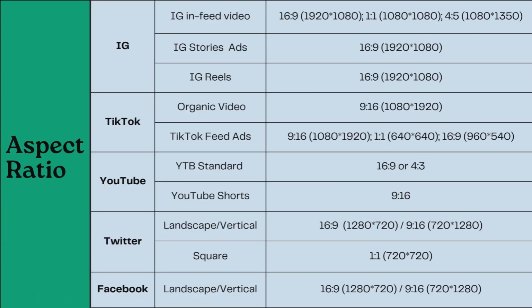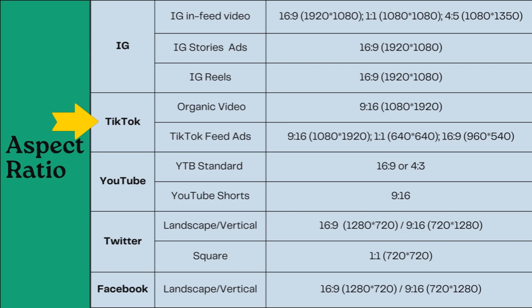The reason behind this predicament lies in the varying supported aspect ratios of different social media platforms. And here, let's take a look at the specifications of some major social platforms to better understand this issue. For Instagram, in-feed videos can be in 16:9, 1:1, or 4:5 aspect ratios. IG Stories video ads should be 16:9, while IG Reels should have a 9:16 aspect ratio.